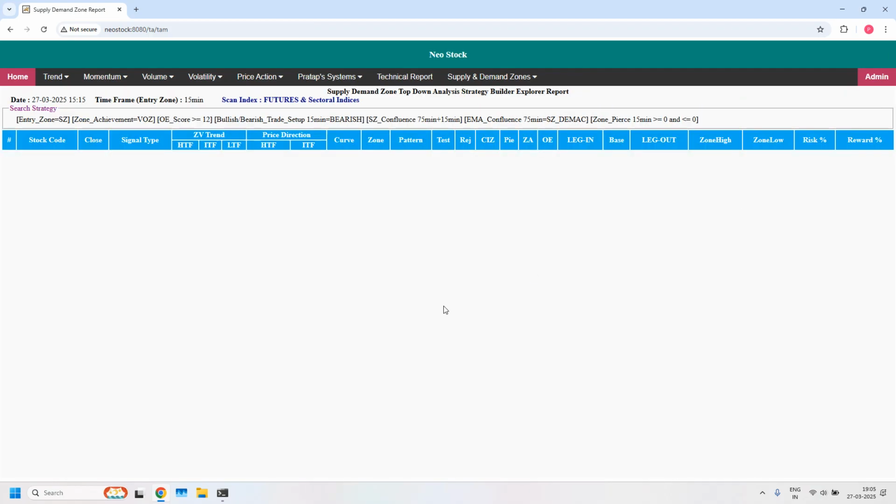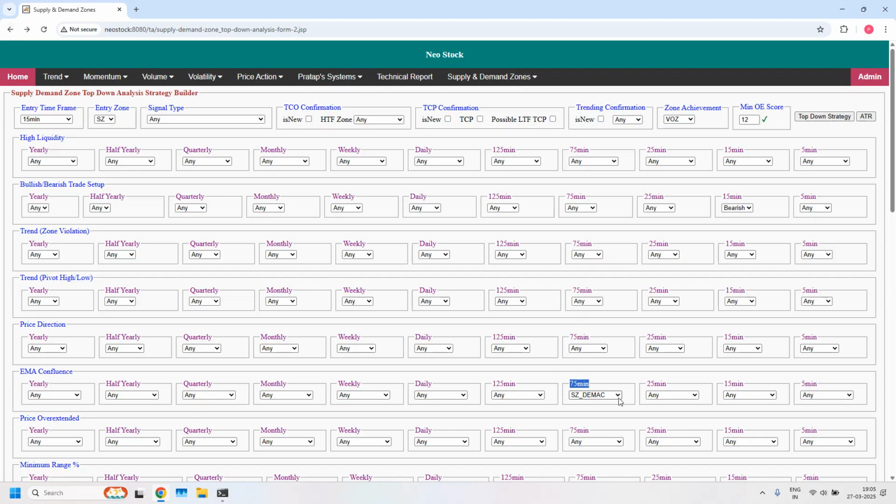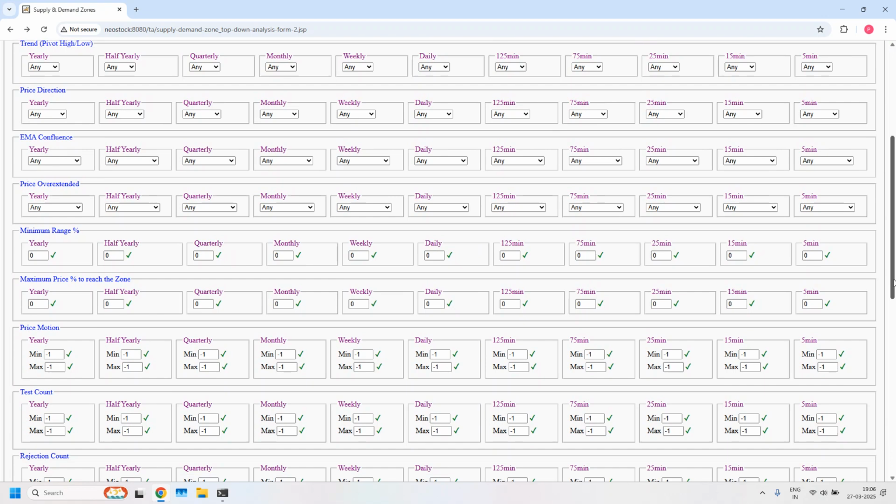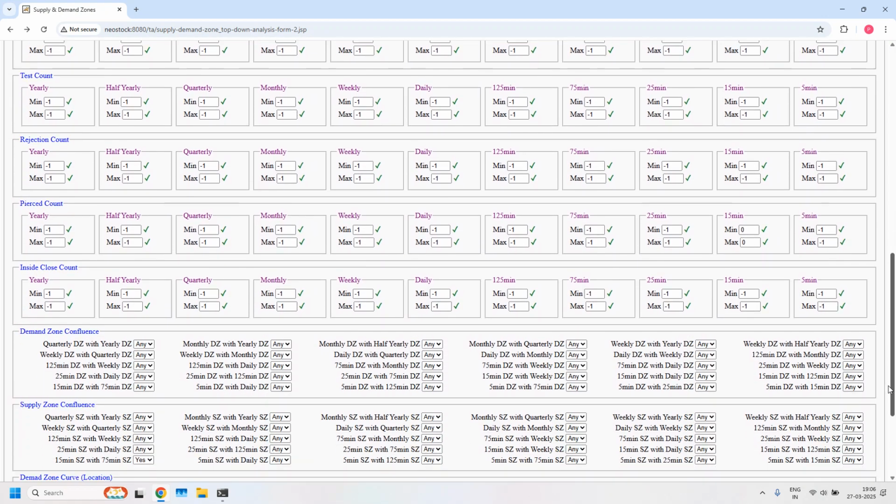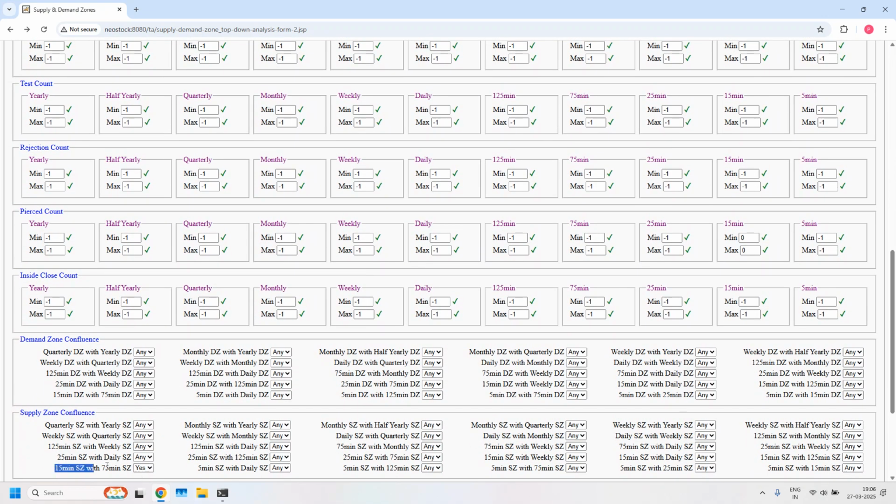So none of the stocks are having 75 minute supply zones with daily EMA confluence. Okay, now we will filter based on LTF, ITF, HTF supply zone confluence. Removing ITF EMA filter. In the supply zone confluence, we should set 3 filters. First filter is already enabled, 15 minutes with 75 minutes. Second filter, 15 minute supply zone with daily supply zone confluence. Third filter, 75 minute supply zone with daily supply zone confluence.